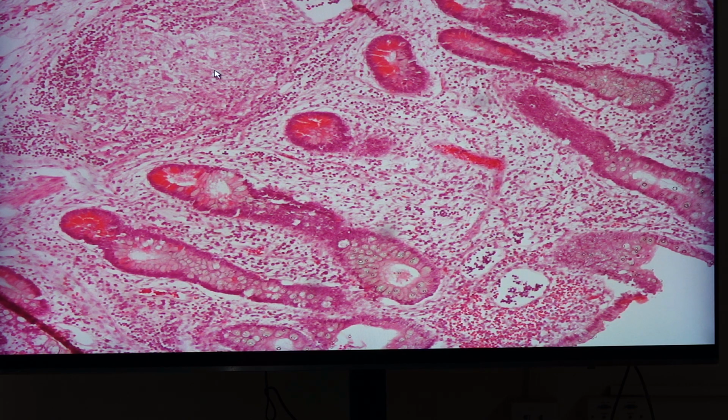A cobblestone appearance. And it can involve the small intestine and large intestine again in only 30%. So majority of cases would be in the small intestine in 40%.